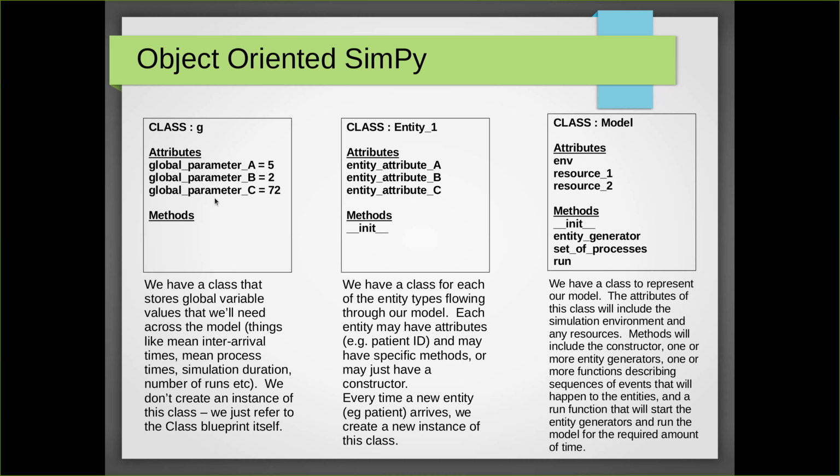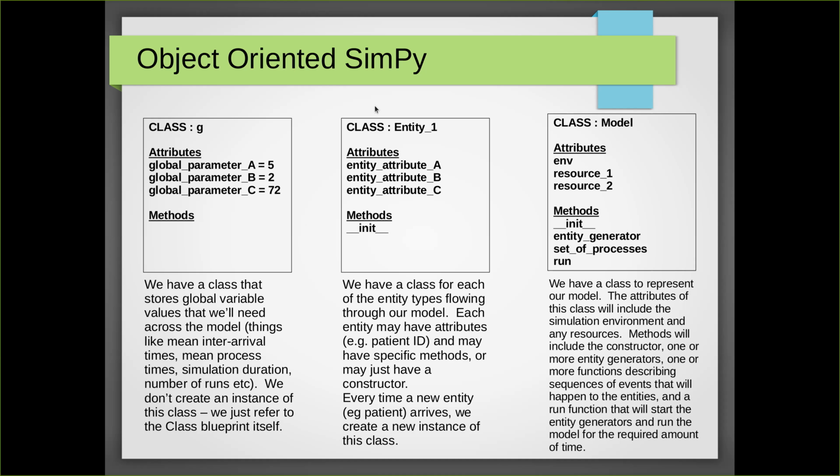So you could create an instance of class G, but you don't need to, because essentially it's like a holding bay that's holding all of your information. And so rather than create an instance of that class, we'll just refer to the class itself whenever we need to grab one of these parameter values. And I'll show you how all this works properly in a moment. But essentially, you've got a class here called G that will store all of the things that we'll need across the model in terms of our parameter values.